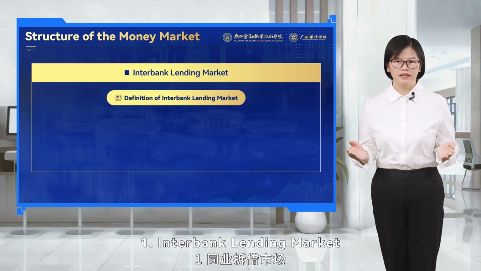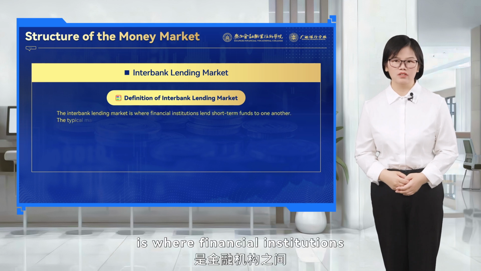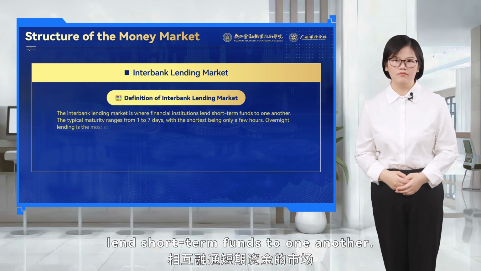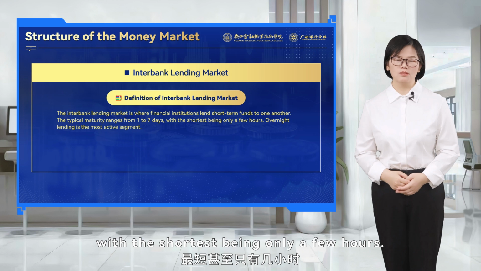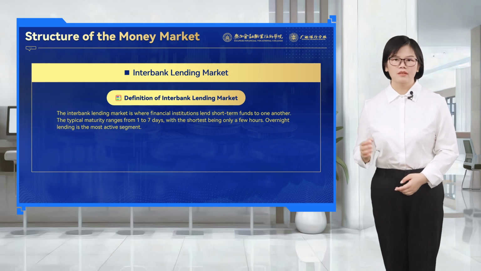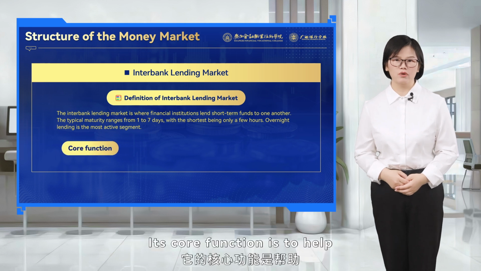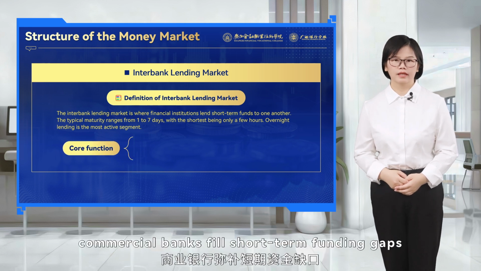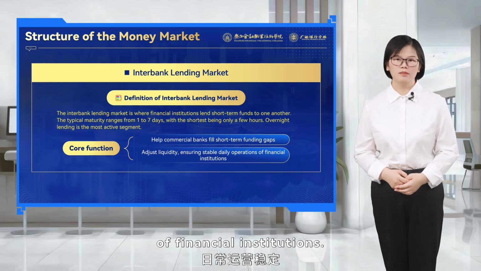1. Interbank lending market. The interbank lending market is where financial institutions lend short-term funds to one another. The typical maturity ranges from 1 to 7 days, with the shortest being only a few hours. Overnight lending is the most active segment. Its core function is to help commercial banks fill short-term funding gaps and adjust liquidity, ensuring stable daily operations of financial institutions.